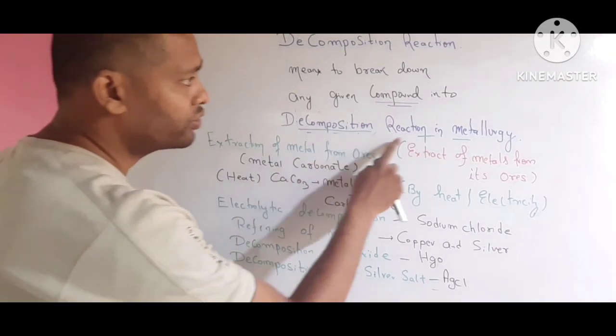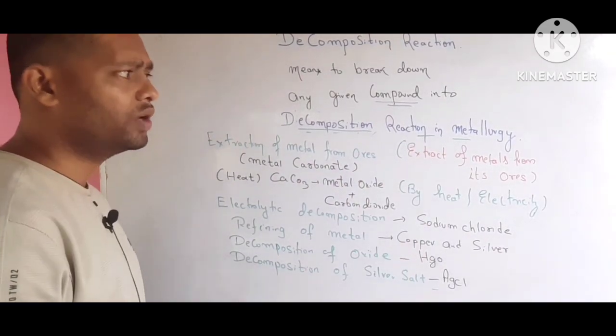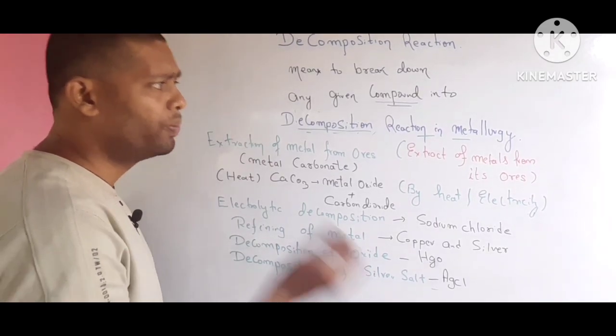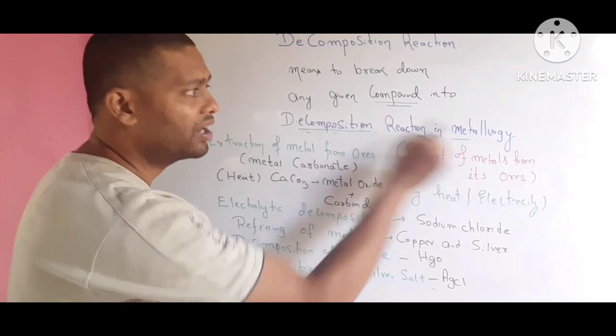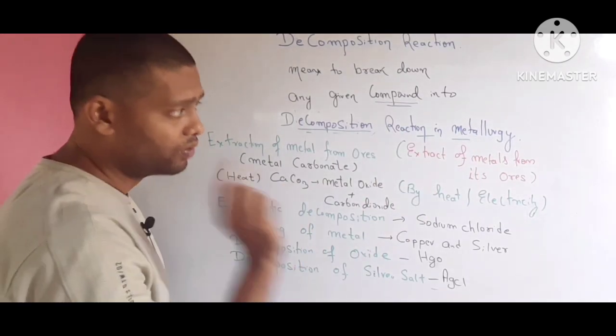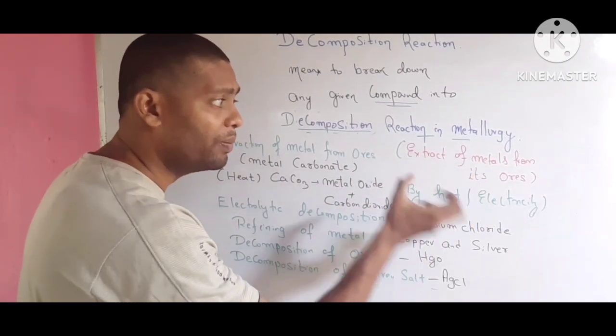Next is decomposition reaction in metallurgy. So all this we are doing to get what? Metal. Okay, decomposition means breaking down. Metallurgy is a very important process for what? Extraction of metal. So we get the metal from its ore.